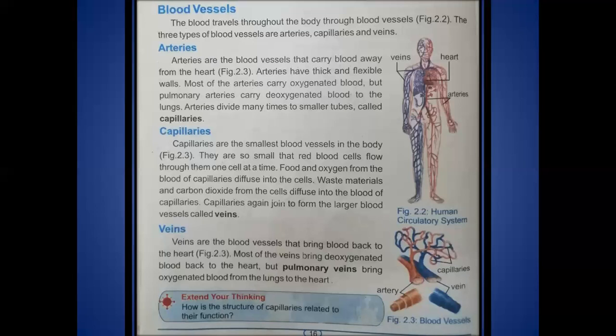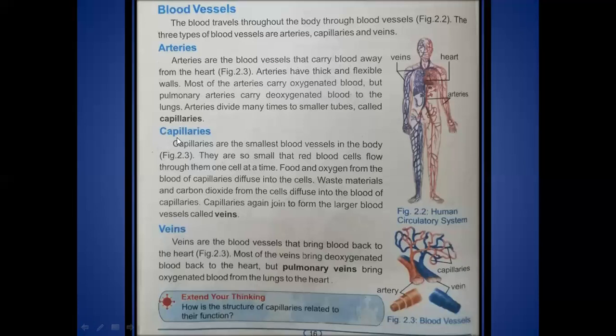But I told you the exception. Only pulmonary arteries carry deoxygenated blood to the lungs. I showed you in my previous image that the pulmonary arteries carry deoxygenated blood to the lungs where it gets oxygenated. Arteries divide many times into smaller tubes called capillaries. You can see here, this is the artery and it divides into many small branches, and those small branches are called capillaries.